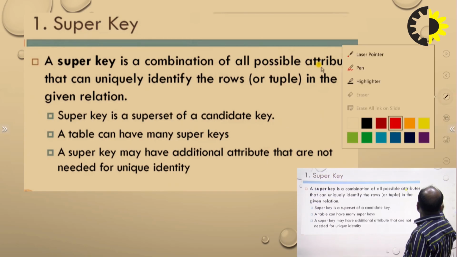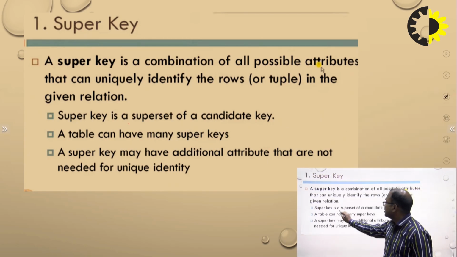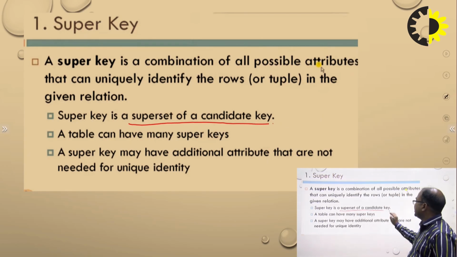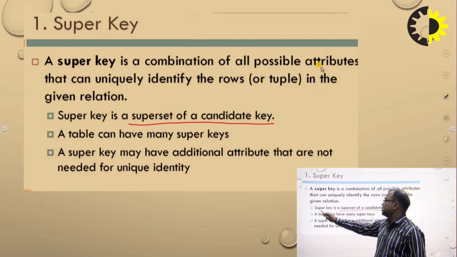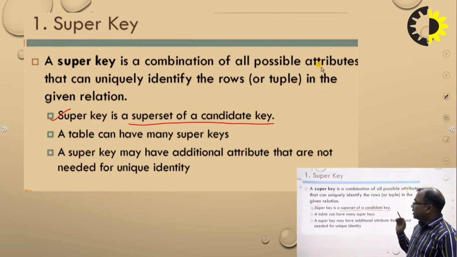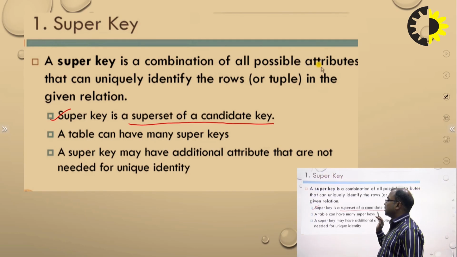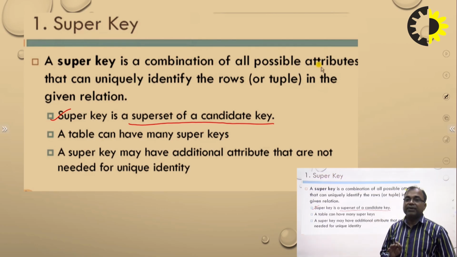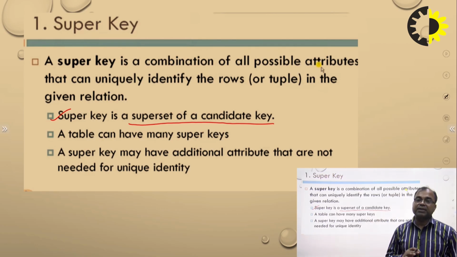It is a superset basically of a candidate key. So super key is basically a superset of candidate key, we can say. This is one of the points from the super key. Next point, we can say a table can have many super keys. Means it is not fixed how many super keys there are in a table.